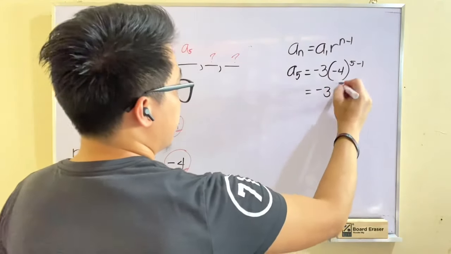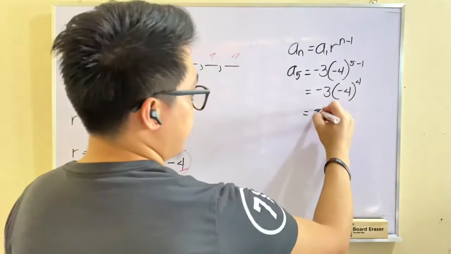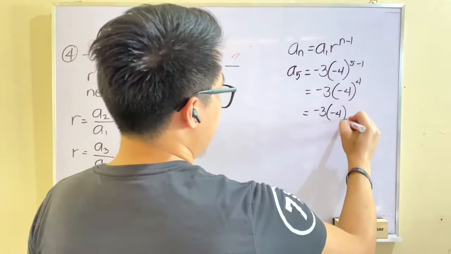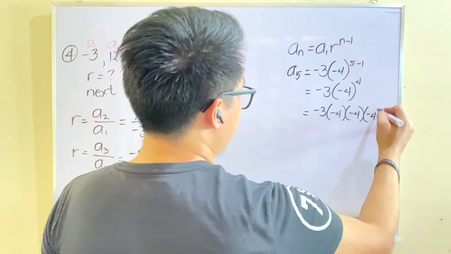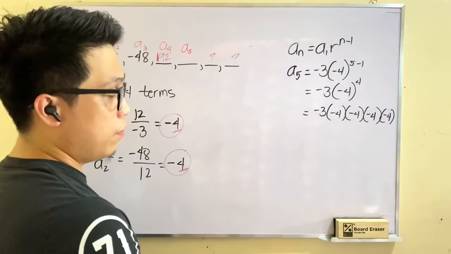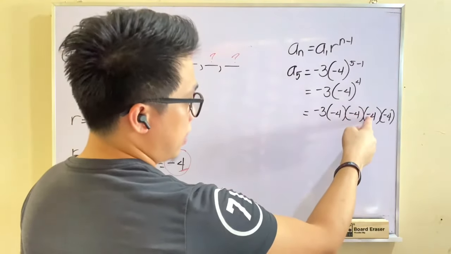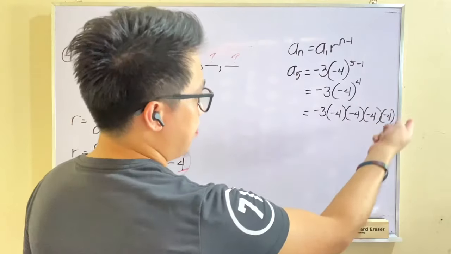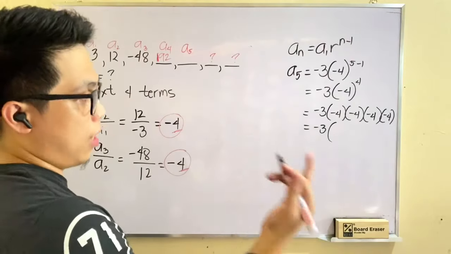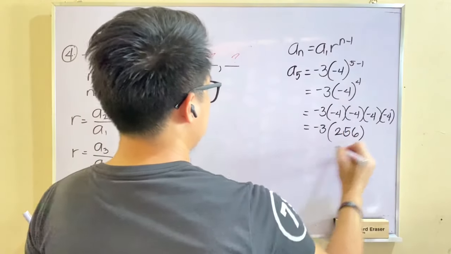Negative 3 times negative 4 raised to 4. So, parang ganito lang yan. Negative 4 times negative 4 times negative 4 times negative 4. Ano ba yung negative 4 times negative 4 times negative 4 times negative 4? So, negative times negative, positive, times negative, negative, times negative, positive. So, 4 times 4, 16, times 4, 64, times 4, so 256.